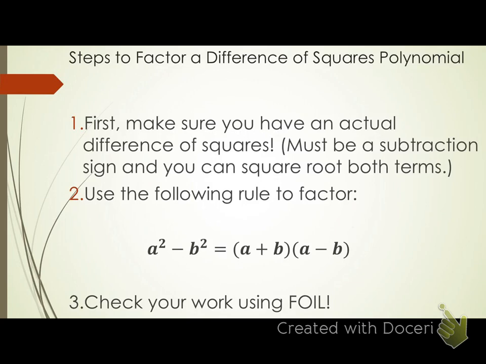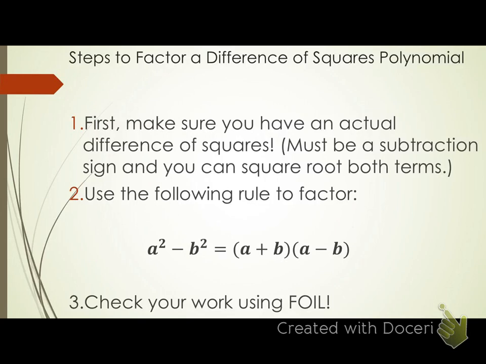A difference of squares is a two-term polynomial with a minus sign between the terms. That's why it's called the difference of squares. My two terms are perfect squares, meaning I can take the square root of them. I would write these steps down. Steps to factoring a difference of squares polynomial. First, make sure you have an actual difference of squares. It must be a subtraction sign, and you can square root both terms. If it's not a subtraction sign and I can't square root both terms, it's not a difference of squares. I cannot factor it using this method.